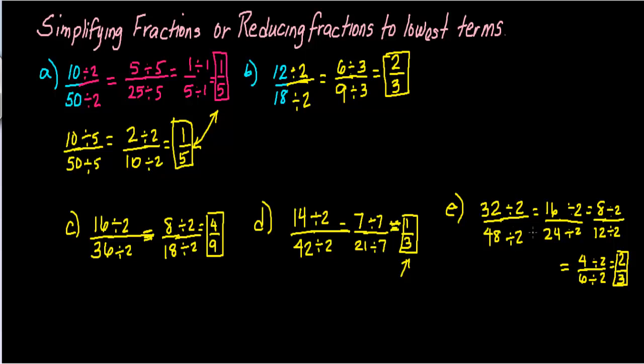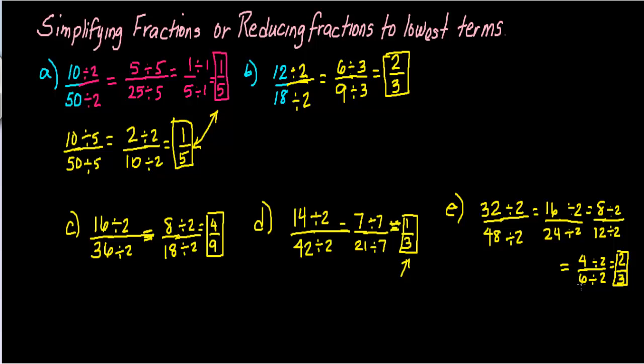Same thing for this one, but notice this one I had to divide by 2 like 3 times. 32 divided by 2 and 48 divided by 2. I divided it by 2 because they're both even. I got 16 over 24. 16 and 24 both are even numbers, so I divide by 2 again in the top and the bottom, and I get 8 over 12. 8 and 12 are even numbers, so they're both divisible by 2, so I divide by 2 again, and I get 4 over 6.